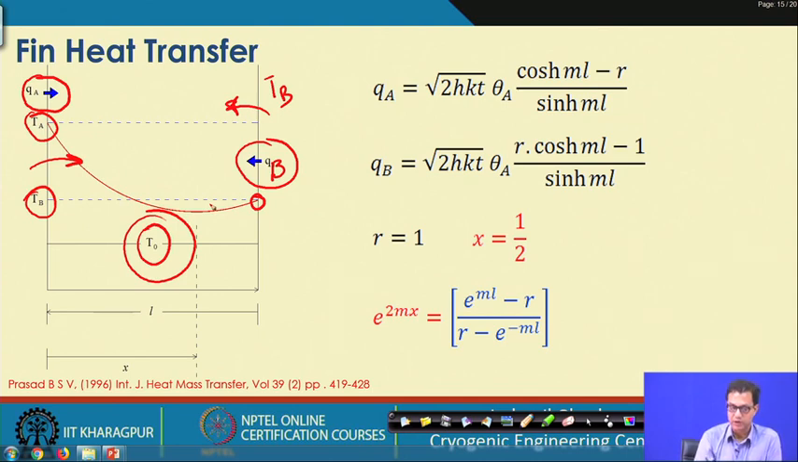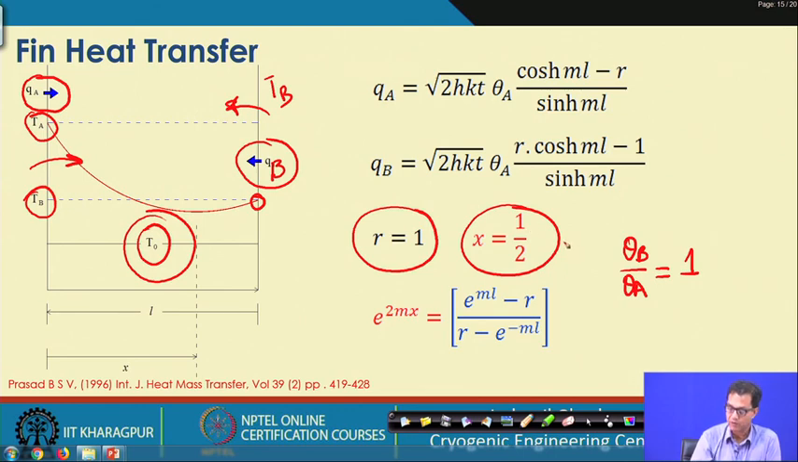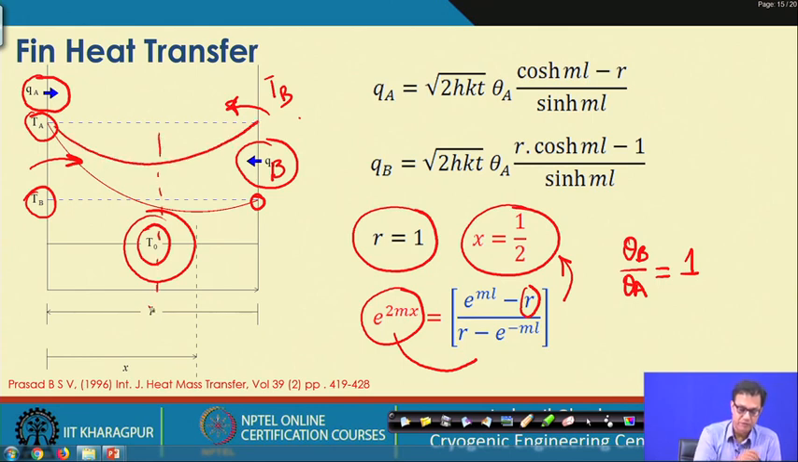So, now in this context we have seen that if r, that is theta b by theta a, equals 1, this x becomes half. Where do we get this? We get this from this relation, that if there has to be a minima, then this minima will give a criterion like e to the power 2 m x equals this correlation, and here if we put r equals 1, or theta b by theta a equals 1, we find that x becomes half. So, that means when these two temperatures are the same, we have a minima at the middle or at the center of this plate.